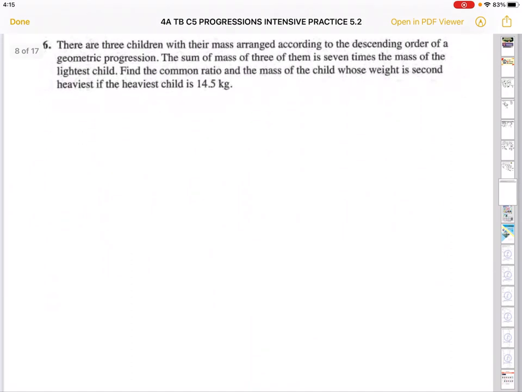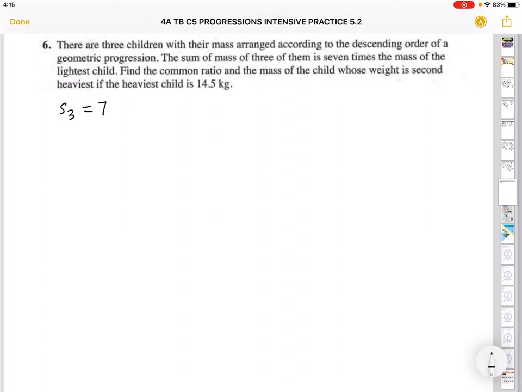So there are 3 children with their mass arranged according to descending order. Descending order means getting smaller and smaller. Sum of the mass of the 3 of them is 7 times the mass of the lightest child. I want to tell you this because a lot of students, when you start doing this, straight away think sum as S3. We write S3, or sum of 3 children equals 7 times the mass of the lightest child.